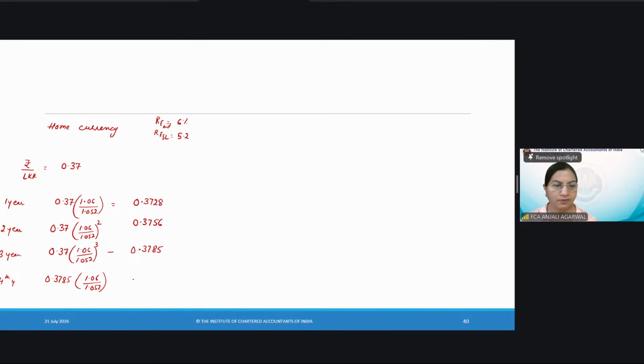So this comes out to be 0.3814. If I had taken this figure, 0.3785 into 1.06 divided by 1.052, then it would have been 0.3813137. So, okay, round off, same thing. Fifth, 0.3814 multiplied by 1.06 and divided by 1.052.